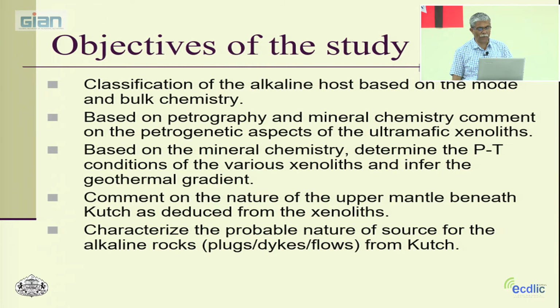Comment on the nature of the upper mantle beneath Kutch as deduced from the xenoliths, and characterize the probable nature of source for the alkaline rocks, which generally occur, as I said, in the form of plugs, dikes, or even in the form of flows. Normally it is very rare for an alkaline magmatic rock, or magma, to produce lava flows. They are very small scale, but they are seen present in this particular region.